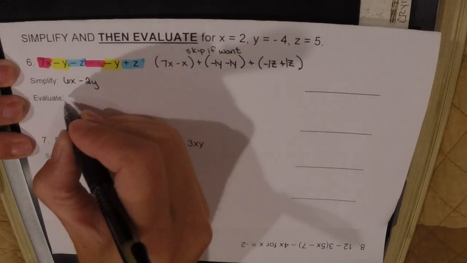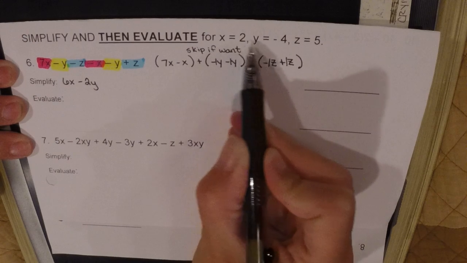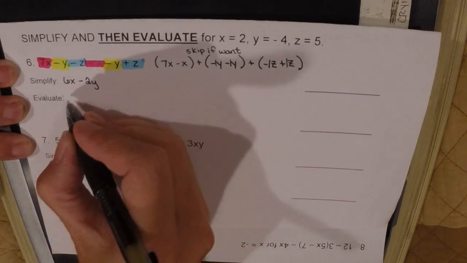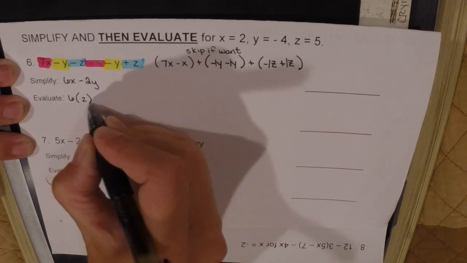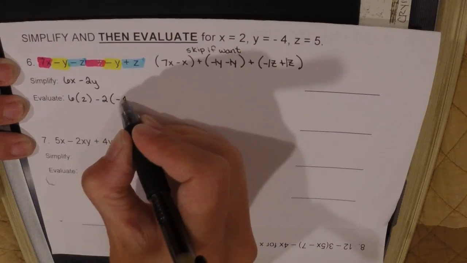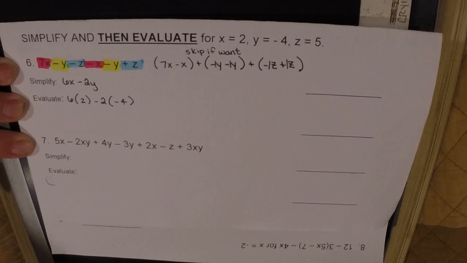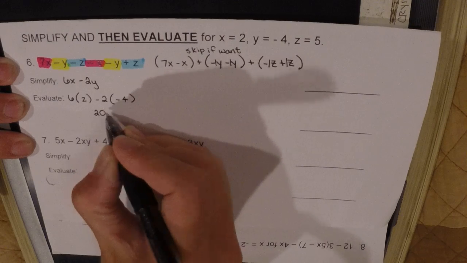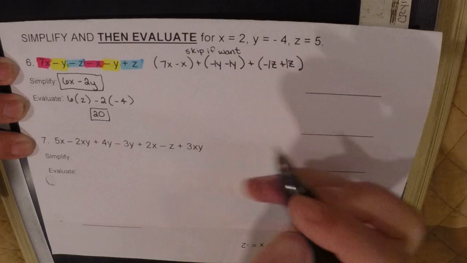So now we're ready to go ahead and plug in x equals 2, y equals -4, and z equals 5. So this is 6 times x, which is 2, minus 2 times y, which is -4. So then I could type that directly into my calculator and press enter, and it would tell me that this solution would be 20.